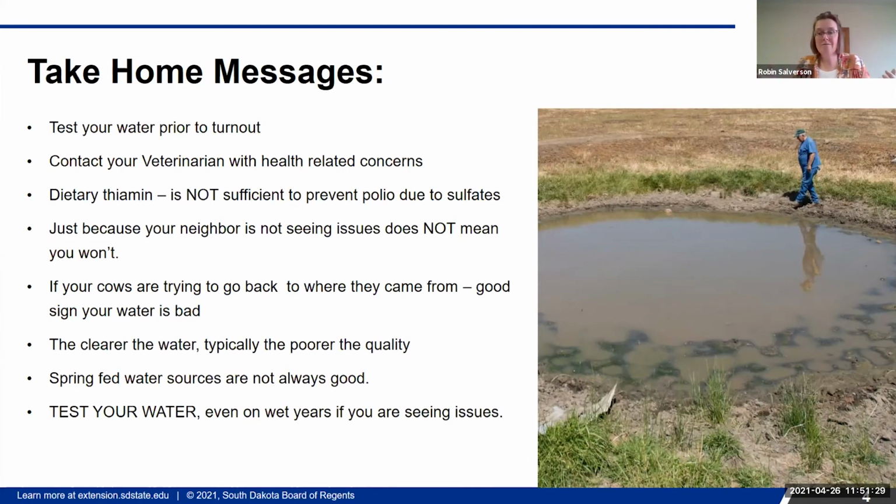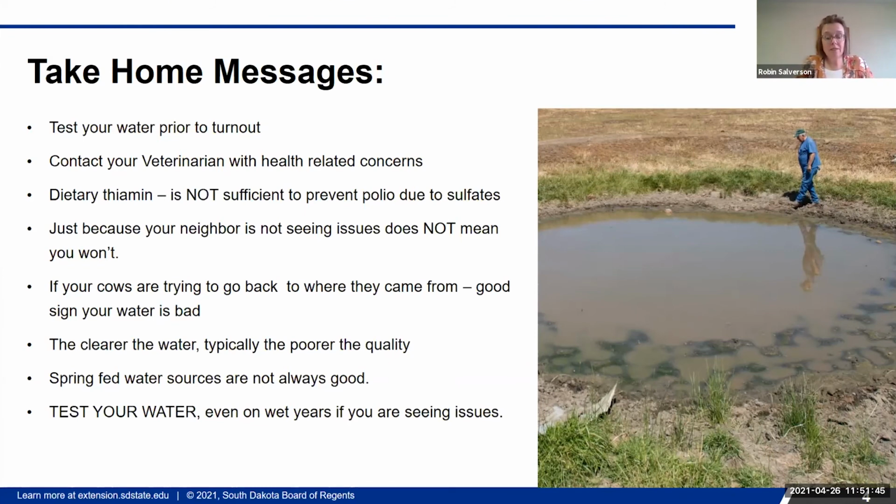Okay. Secondly, spring-fed water sources are not always good. Another common misnomer or myth: people come in and say, well, it came from a spring, so it should be okay.